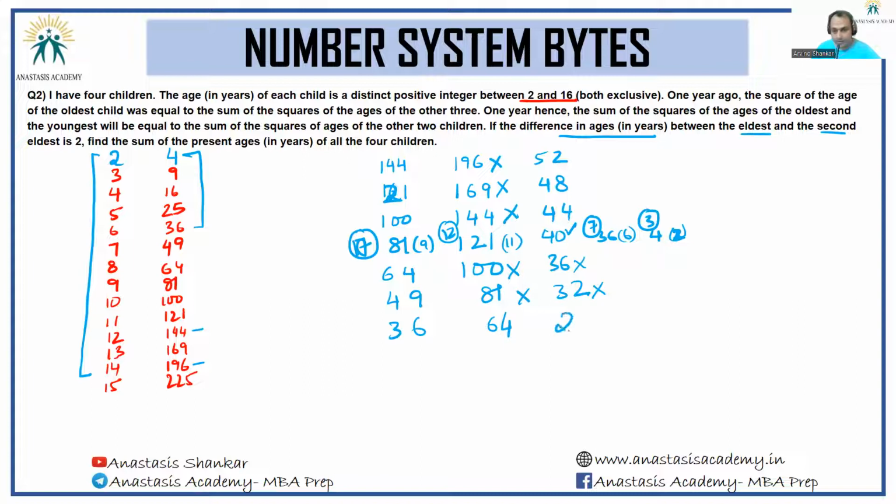The difference is 28. Can I make 28 with these numbers? Not really, not possible. Let me check 25 and 49. I need 24. No, not possible. I can't get this difference either.